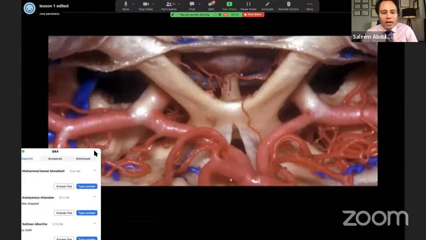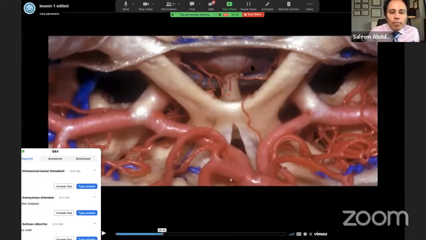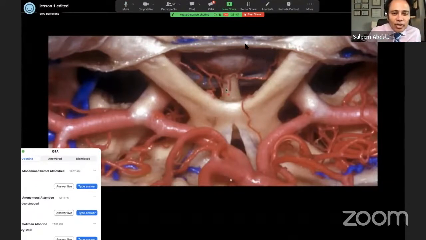Okay. All right. So this would be the sella underneath us, okay? That's the pituitary stalk. So this is our friend, the carotid artery on this side. This is our friend, the carotid artery on this side, okay?